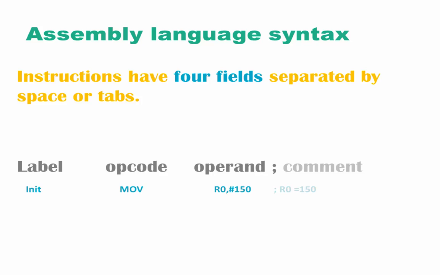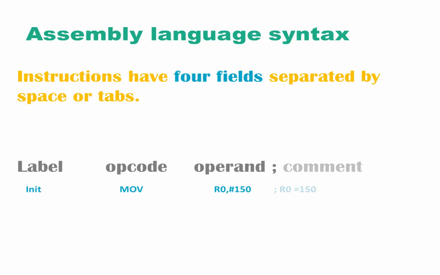Let's take an example. Let's say we have init move r0 150. Init here is the label for the instruction move r0 150. What we could use the label for is to call this instruction. We could jump to this particular instruction by invoking the name of the label. That is one of the uses of the label.